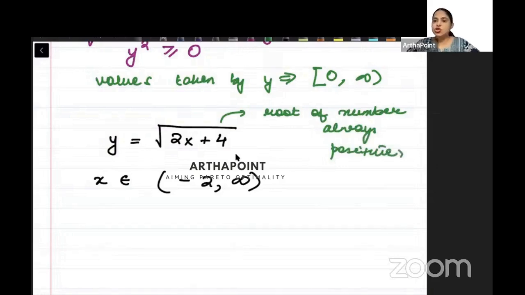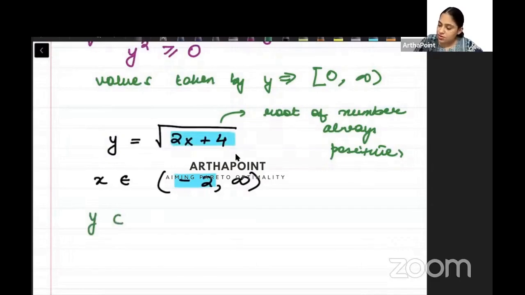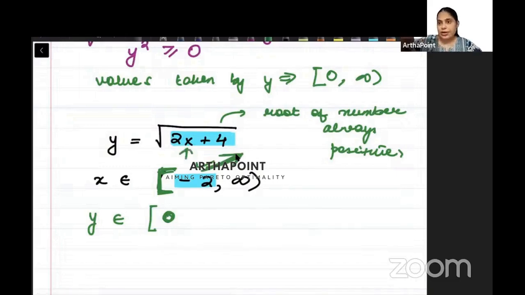Whenever you find the range or domain, the root of a number is always positive. When x is -2, बच्चे, जब मैंने यहाँ -2 लगाया, so -4 plus 4 is 0. So y is taking the value 0 when x is -2. ये -2 included है. When x is -2, y is taking the value 0. Then x is increasing. जैसे जैसे x बढ़ेगा, the value will inflate. तो y का value भी बढ़ता जाएगा.